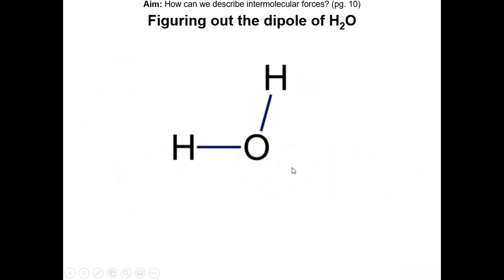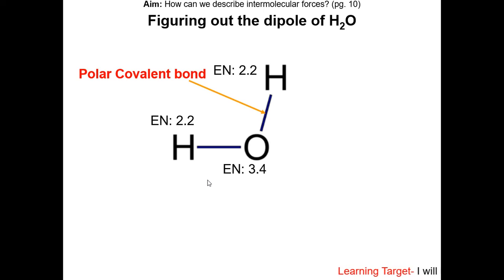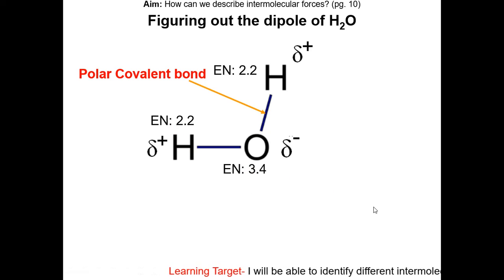So let's figure out and draw the dipole in H2O. The first step is to figure out the partial charges of each element. So hydrogen has electronegativity of 2.2. Oxygen has electronegativity of 3.4. So the OH bond is a polar covalent bond. Since oxygen is more electronegative than hydrogen, it is partial negative and the hydrogens are partial positive.